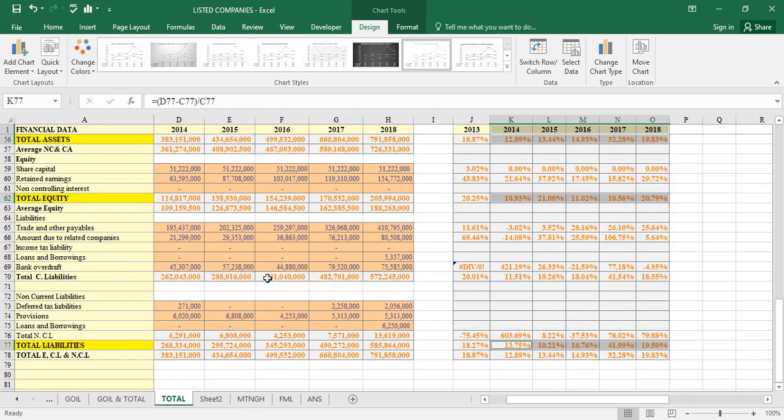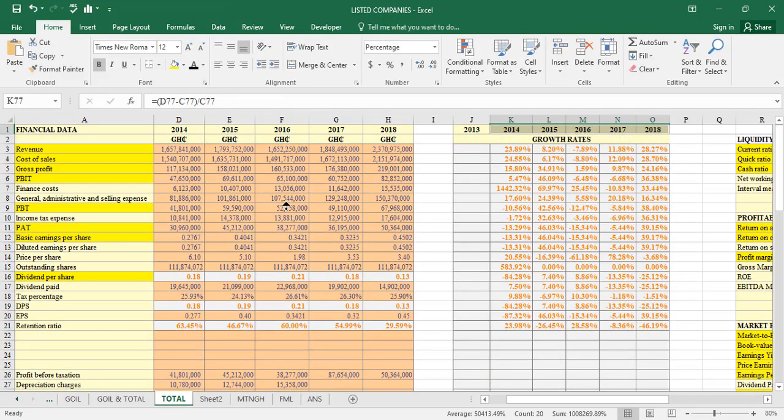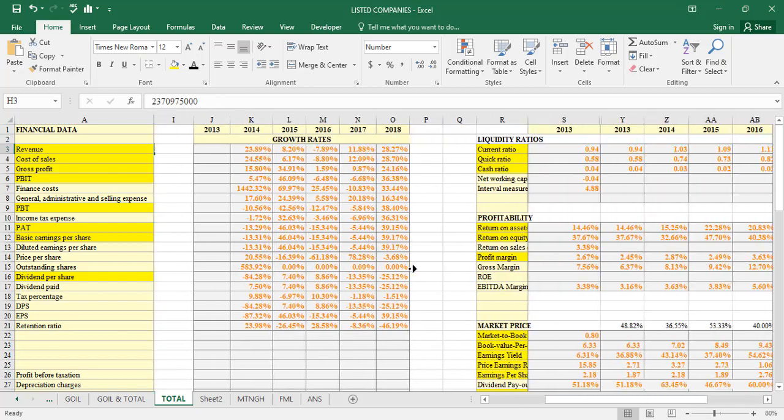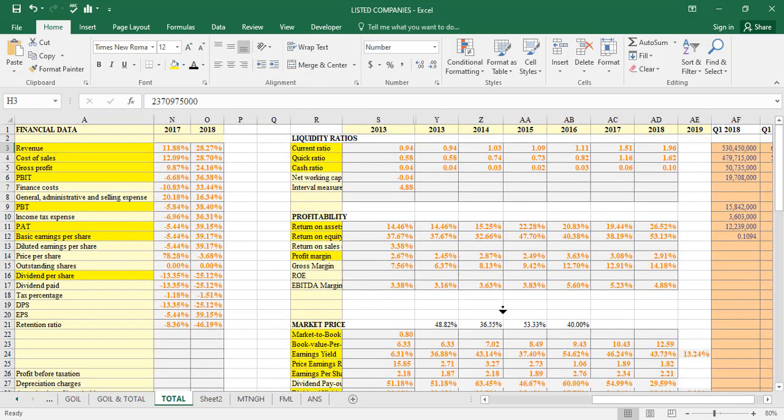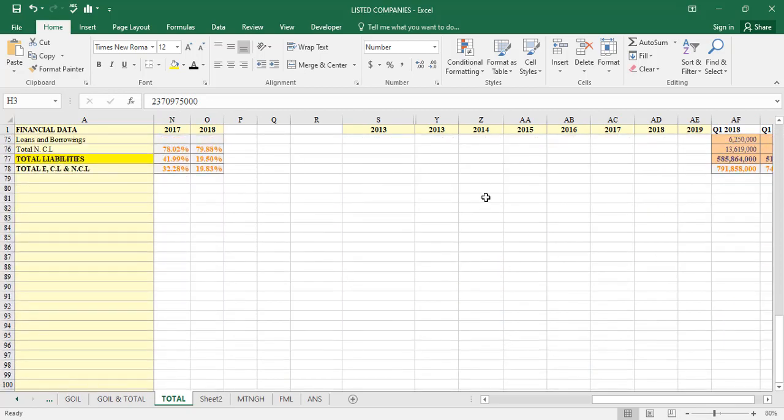So this has been the trend of Total Ghana's financials from 2014 through to 2018. Our next analysis is going to be on ratios, where we use financial ratios to analyze a company's performance.